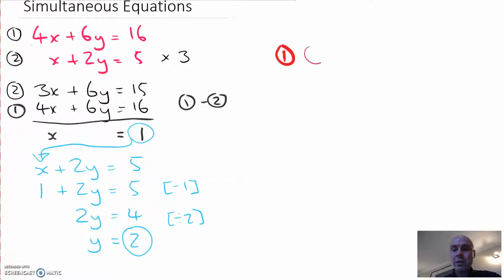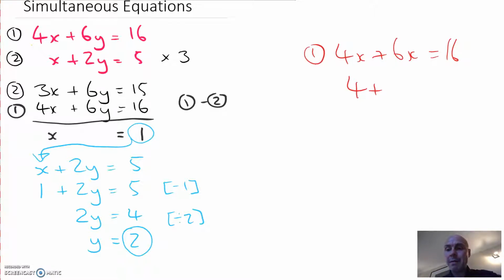Okay, our equation 1 was 4x plus 6y equals 16. So we'll put in, well, we know x is 1, so 4 times 1 gives me 4 plus... you can't even copy from the equation before. That was a y. 4x plus 6y equals 16. That was our equation 1.